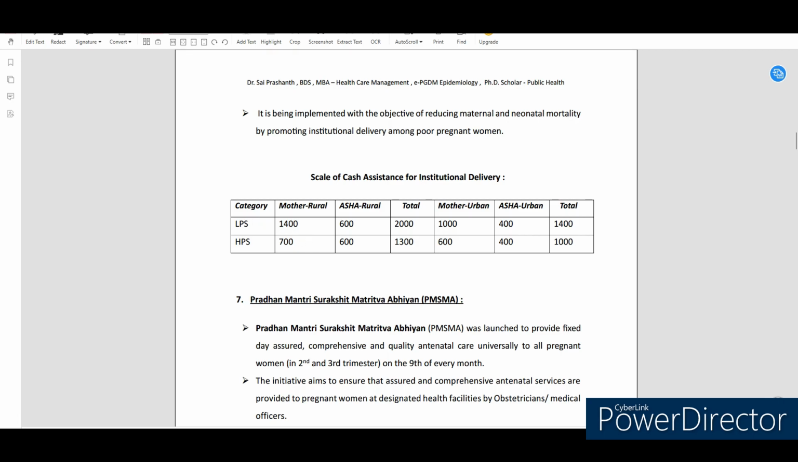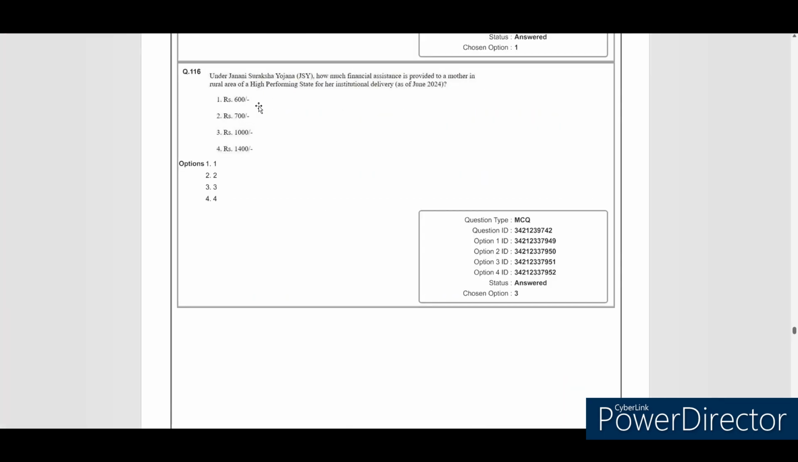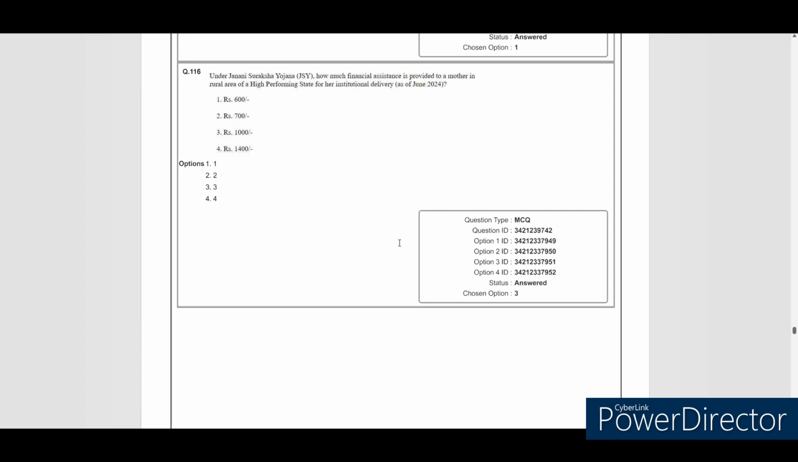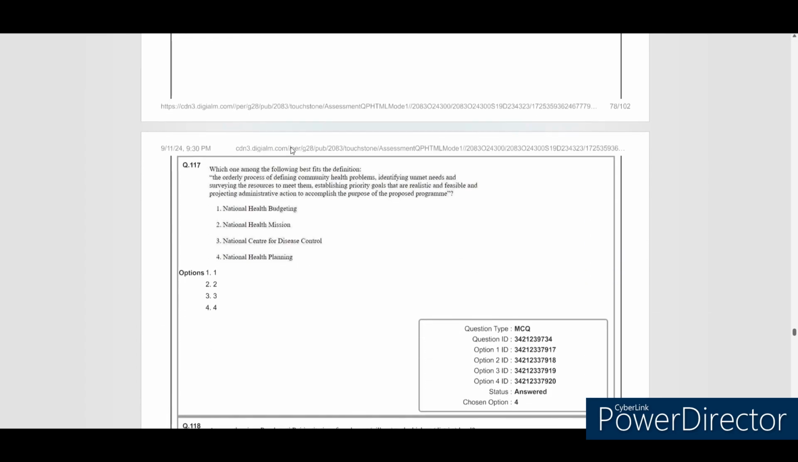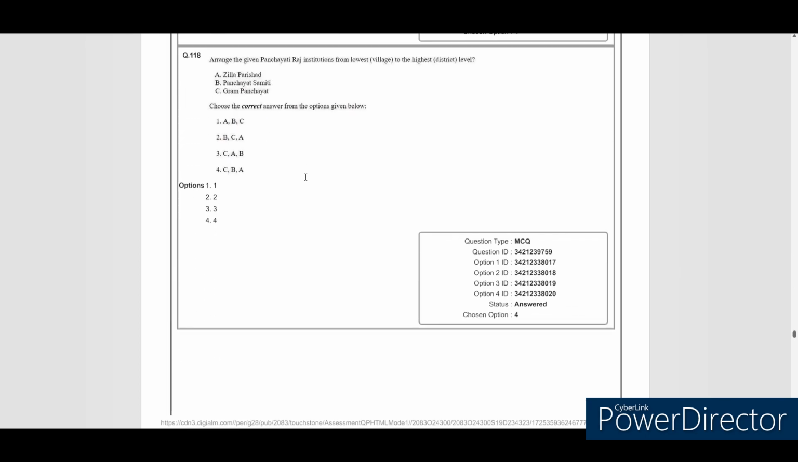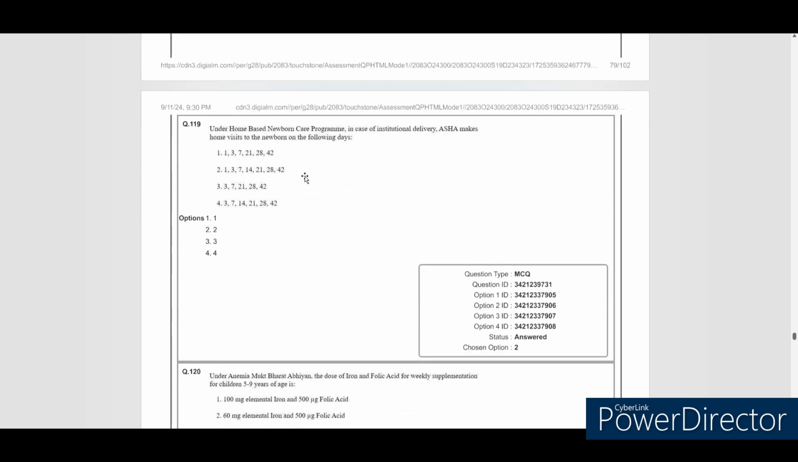So what are they asking about in the question? I think it's about high performing state for mother. So what would be the answer? High performing state for mother, and in rural region that is around 700 rupees. I think it is a very easy question if you have gone through my videos or material. Question number 117, I will skip for the time being. Question number 118 also, and also 119.